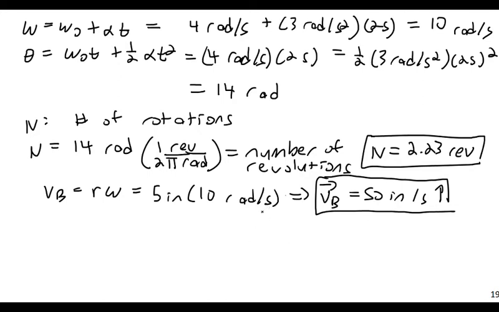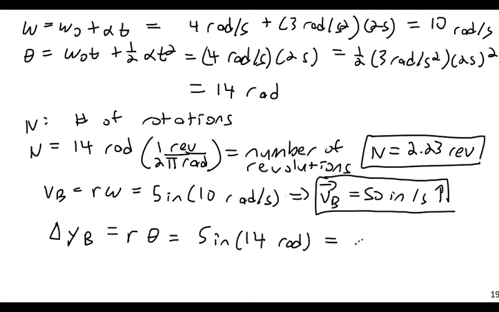And then I can also get some other things. Delta y at B, the change in position, is simply equal to r times theta. In other words, it's the change in arc length along the outer radius of the pulley. That makes sense, assuming there's no slipping. It's 5 inches times 14 radians, so delta yb is equal to 70 inches.